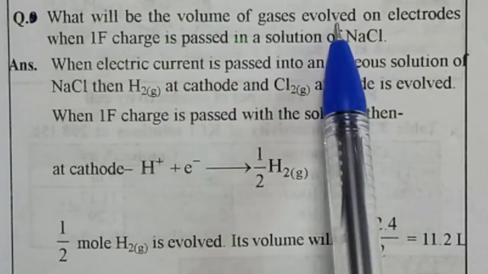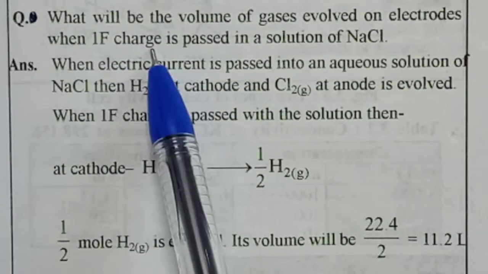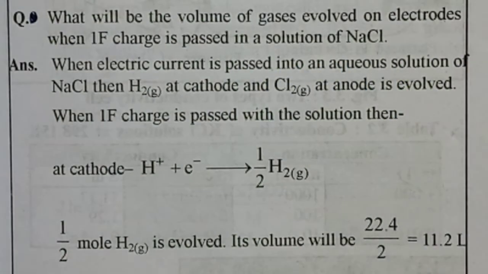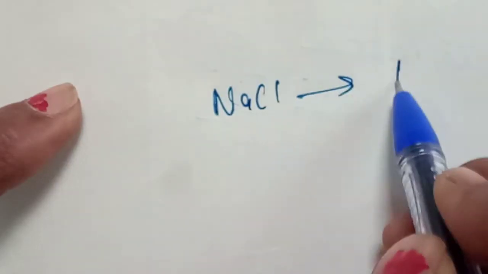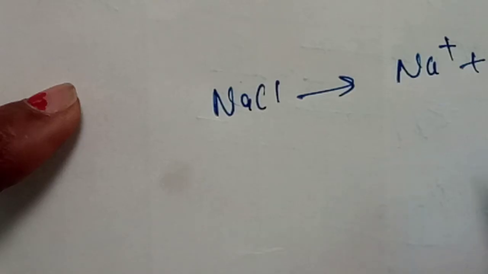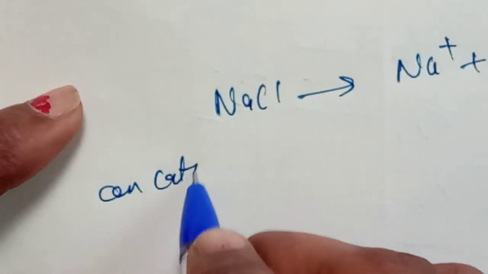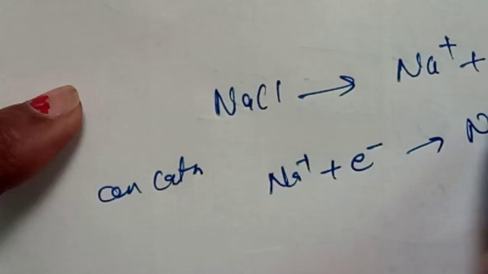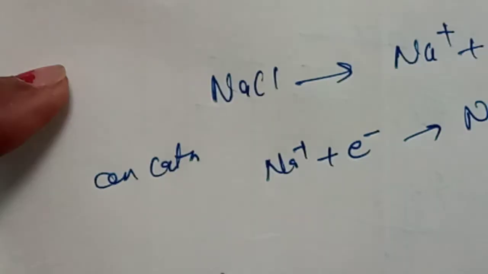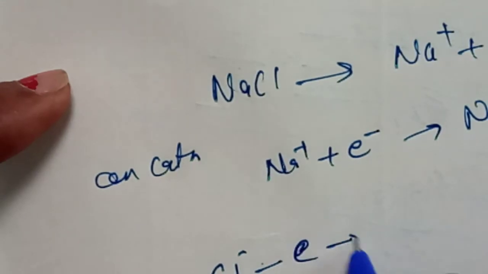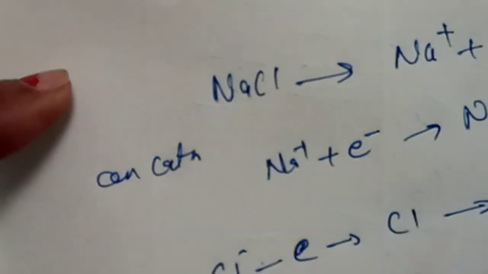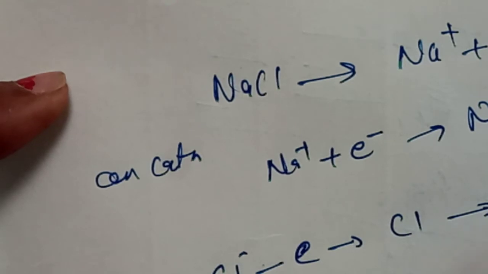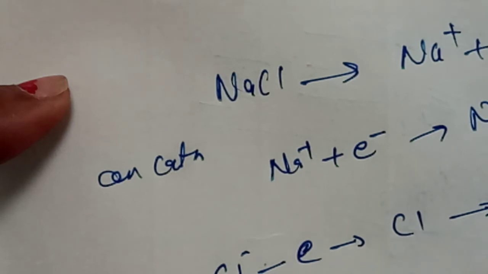What will be the volume of gas evolved on electrodes when 1 Faraday charge is passed in a solution of NaCl? Okay, as we know, when NaCl is electrolyzed, Na+ and Cl- are obtained. At the cathode, Na+ gains 1 electron to be reduced into Na, and Cl- loses an electron to make Cl, and to make Cl2 we take half Cl2. Okay, half Cl2 means half mole of Cl2.